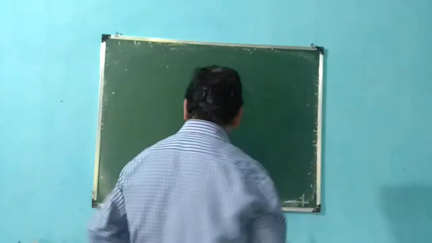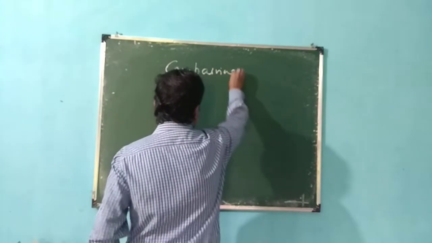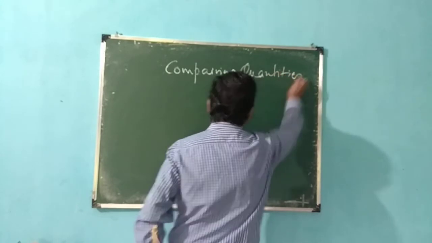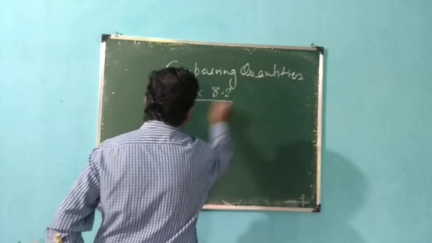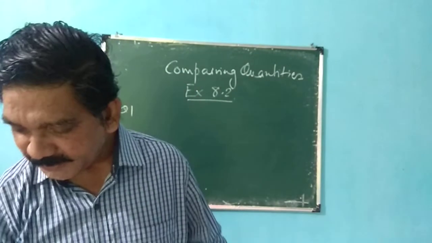Exercise 8.2 is somewhat the same as exercise 8.1. In exercise 8.2 we'll be dealing with discount, profit and loss, and then we have some percentage questions. Alright, so let's start with the class. Exercise 8.2, question number 1.